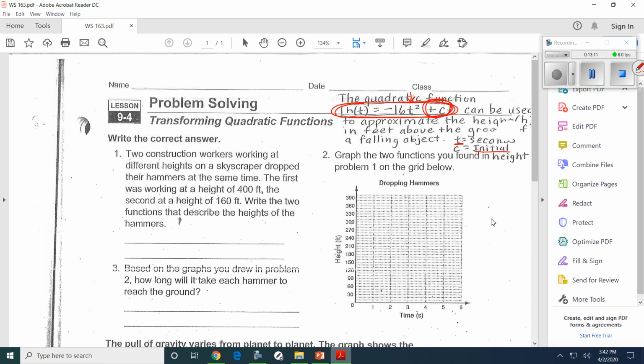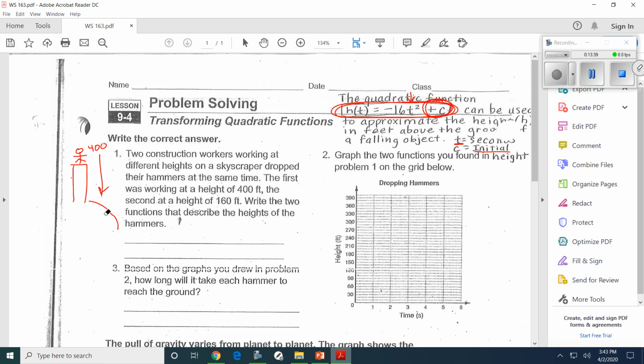All we have to do is plug in numbers. So if you look over here at number 1, 2 construction workers working at different heights on a skyscraper dropped their hammers at the same time. The first one was working at a height of 400 feet. So you have a building and you have this dude up here 400 feet off the ground, and he drops his hammer. If you were to graph that, it would actually graph as half of a parabola because it's based on distance and time.